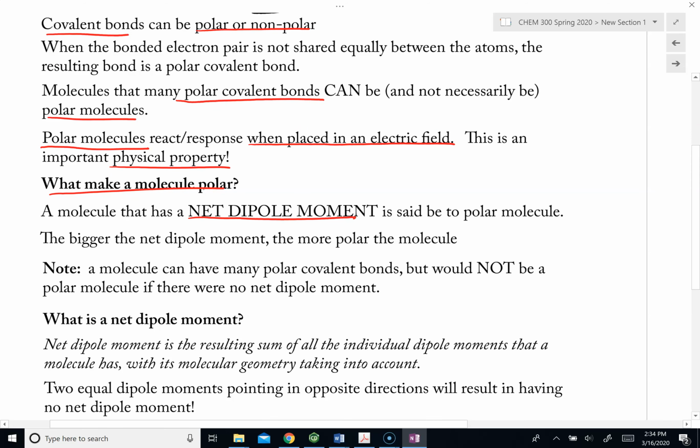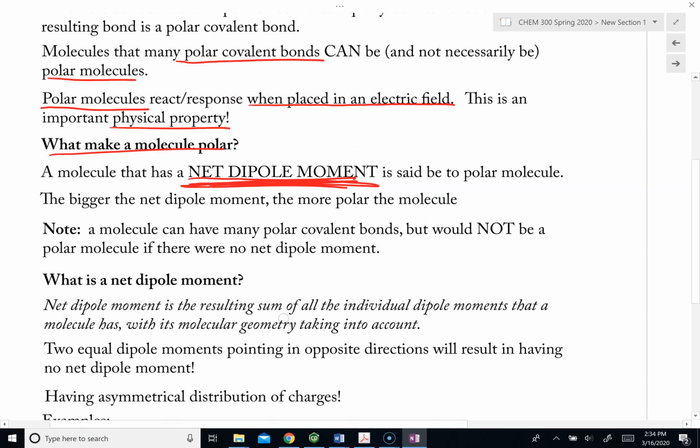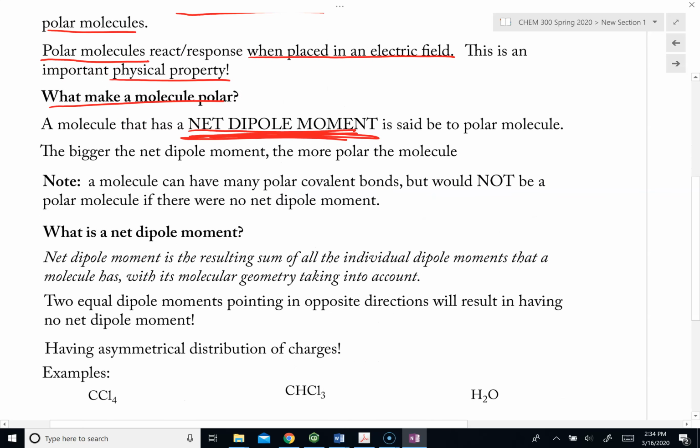A molecule would be considered to be polar if it has something that we call the net dipole moment. And what is this net dipole moment right here? The net dipole moment is basically the resultant sum of all of the individual dipole moments that the molecule has added together, with the geometry taken into account. So that's what the net dipole moment is, the sum of all of the dipole moments added together. Therefore, we call this the net dipole moment.